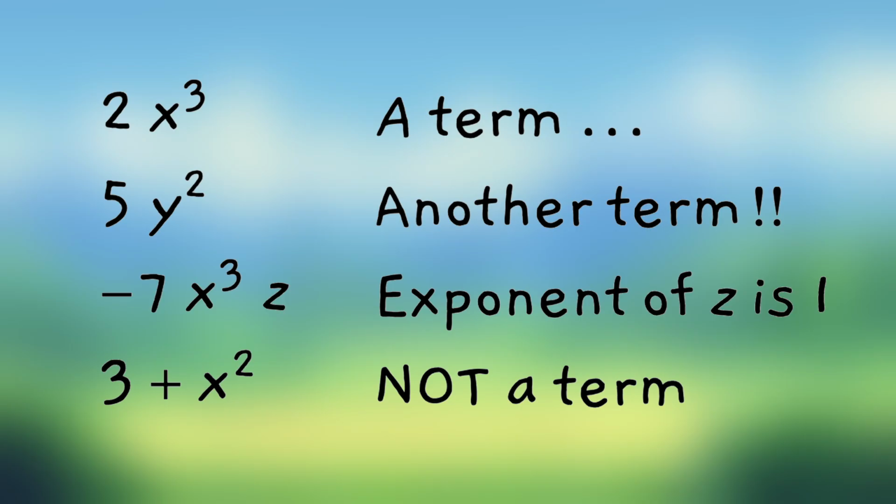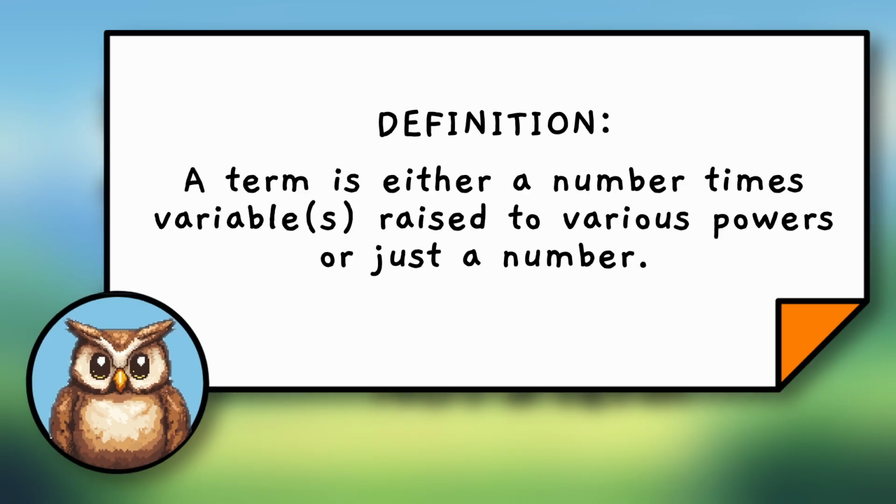Notice how I snuck in a new layer to the word term. 3 is a term even though it's not multiplied by any variables. So we should probably update our definition. A term is either a number times some variables raised to various powers, or just a number.